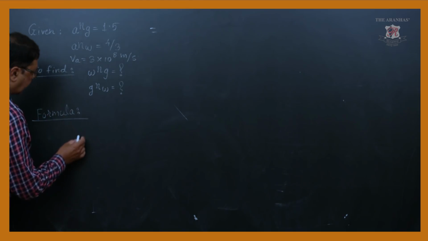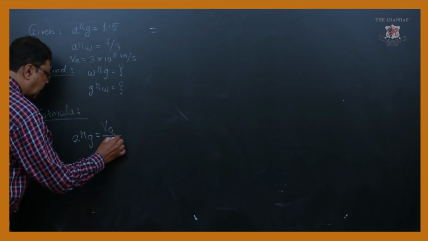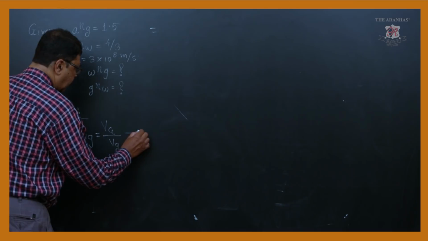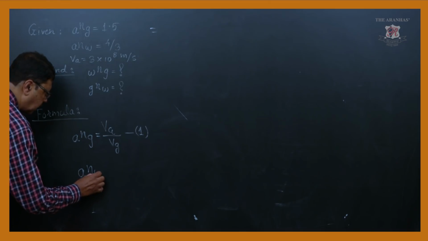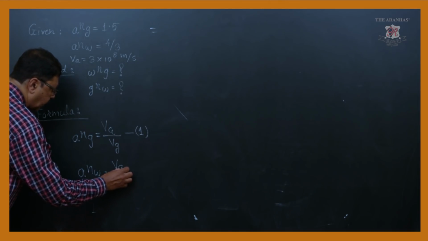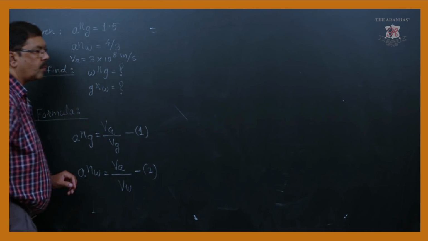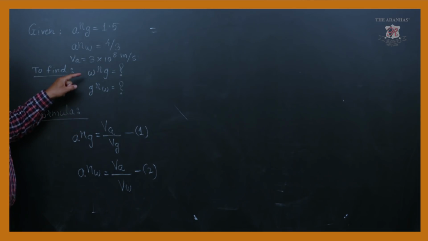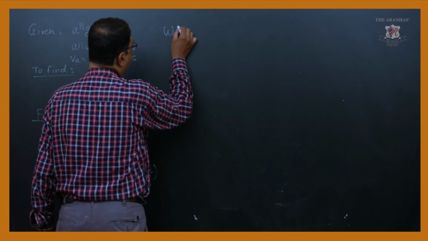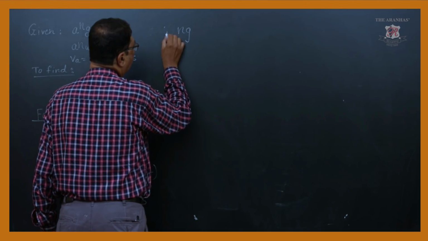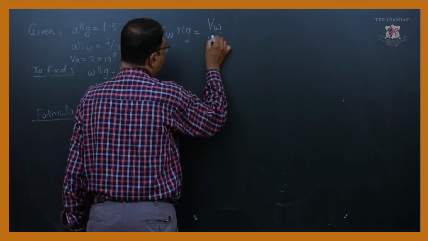See how you can write: refractive index of glass with respect to air, aNg = VA upon VG. This is my equation number 1. How can I find the refractive index of water with respect to air? aNw = VA upon VW. This is my equation number 2. Now I want to find out, let us say, wNg. What is the formula for this? VW upon VG.